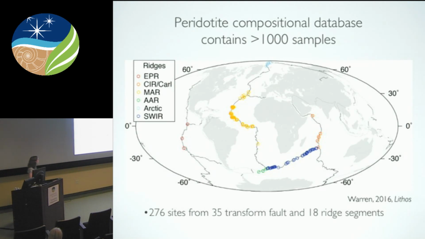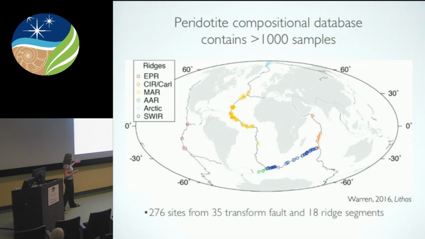But I would say that now we have about 276 sites that have data for them. That represents about 35 transform faults and 18 ridge segments. So transform faults have been a really great place to sample peridotites. In those strike slip faults, you often have a transverse ridge and exposure of lower crust and upper mantle, whereas a lot of ridge segments, you often just have a basaltic crust.